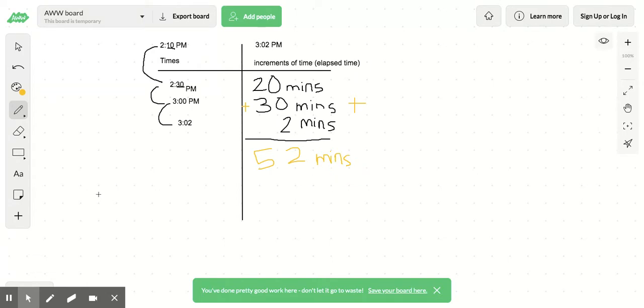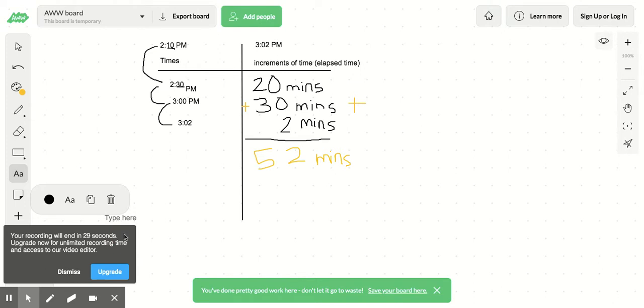And of course, because this is a word question, we write our sentence answer. So, Miss Kortje's lesson was 52 minutes long, period. And that is how you solve elapsed time questions using a T-chart.